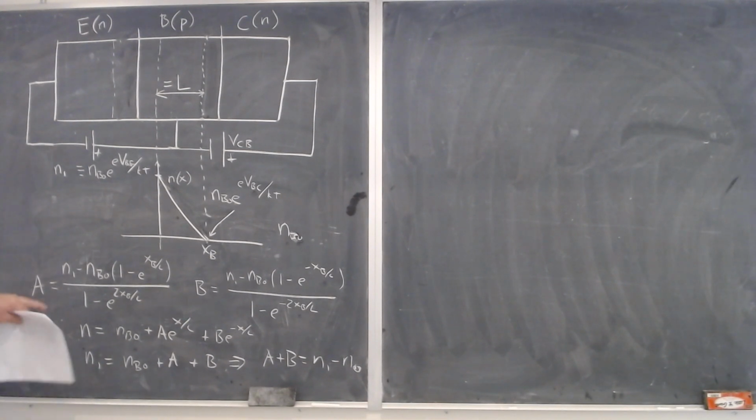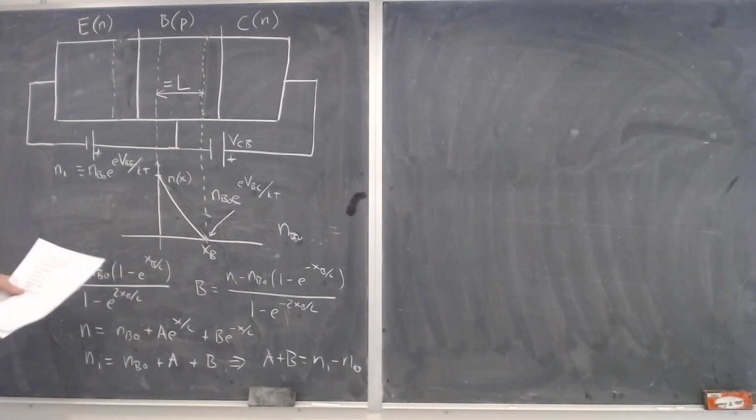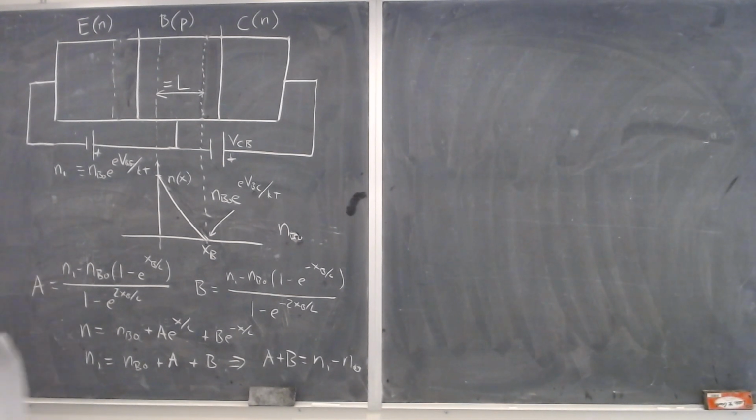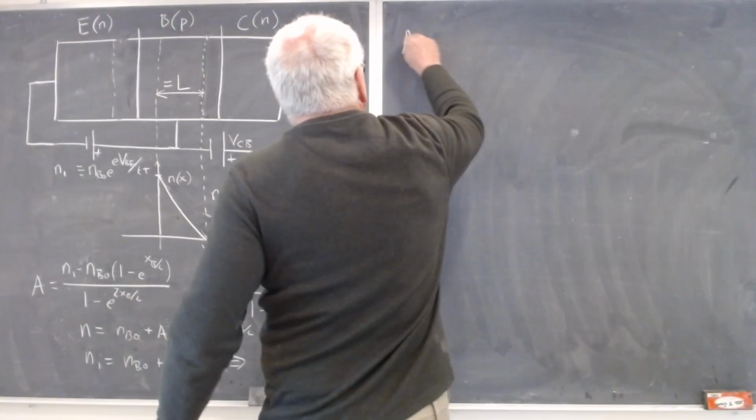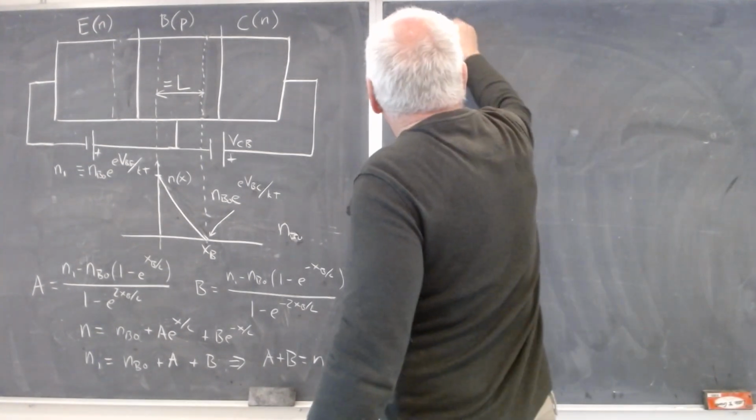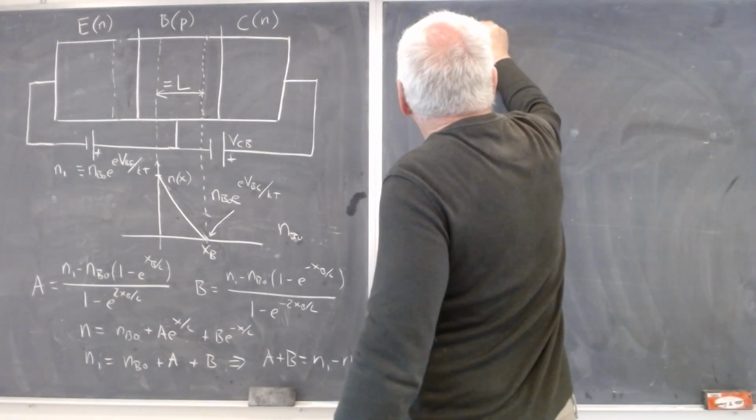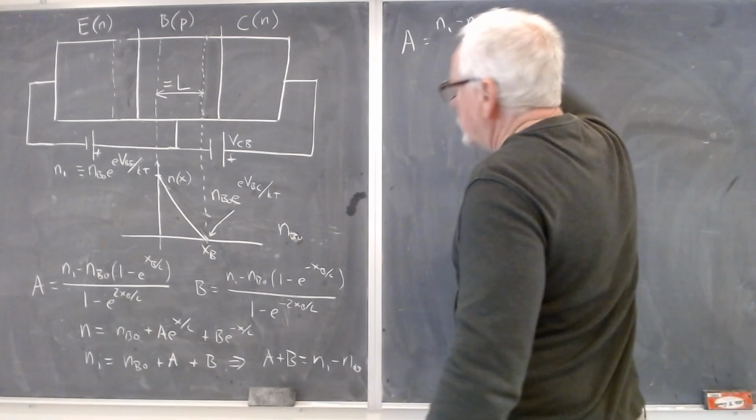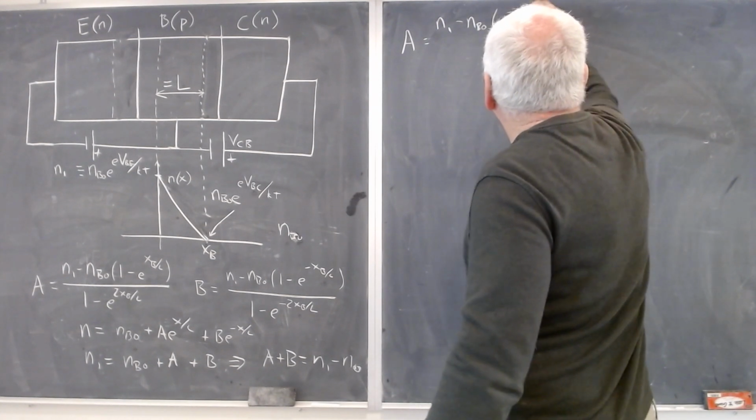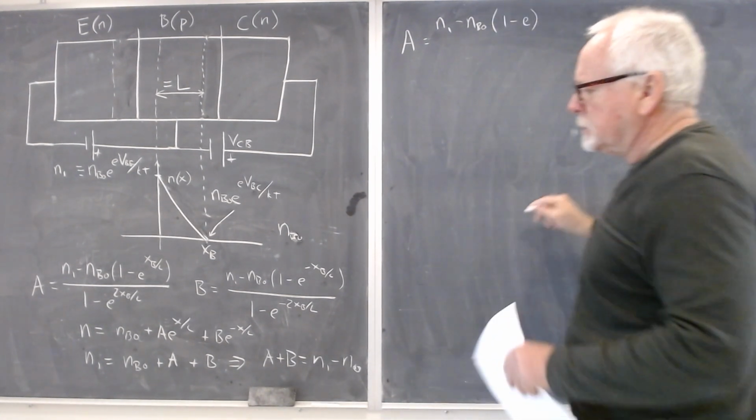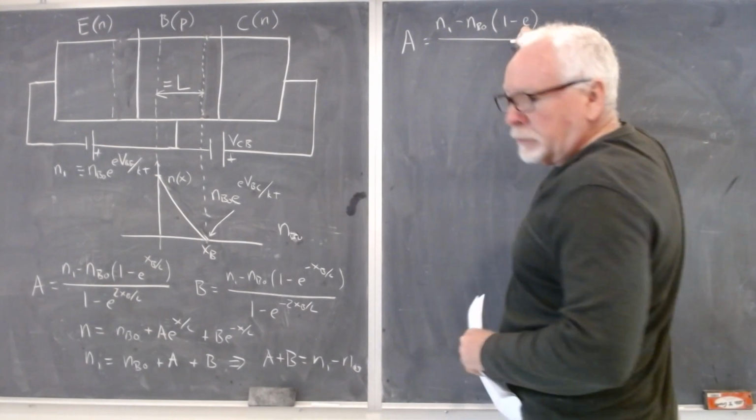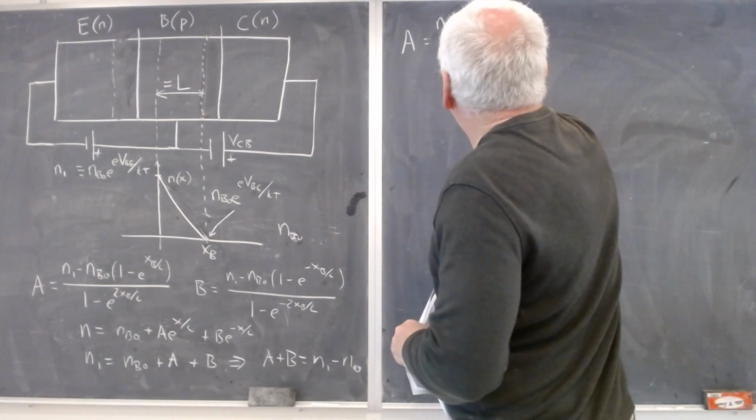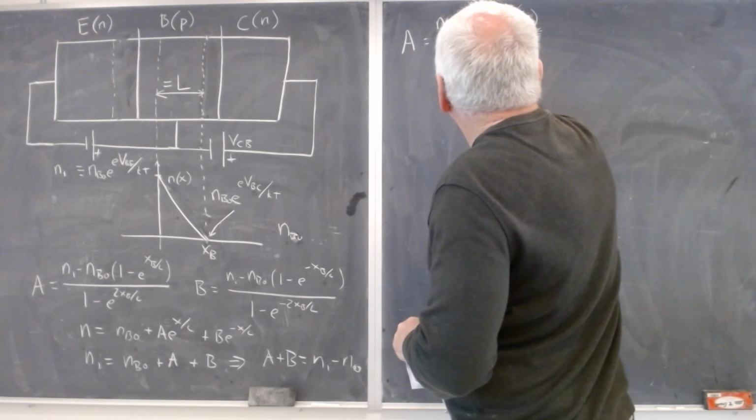All right, and if you plug in, let's just do it. A then is equal to N1 minus NB0 times 1 minus, if XB is equal to L, that's just E. Don't get confused, that's not the electronic charge, it's Euler's constant. And 1 minus E squared.